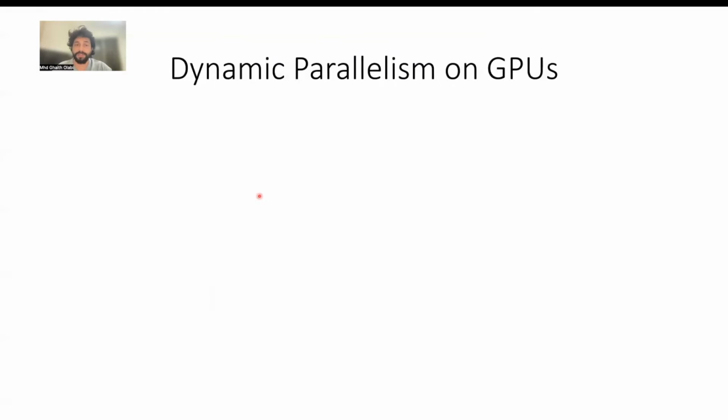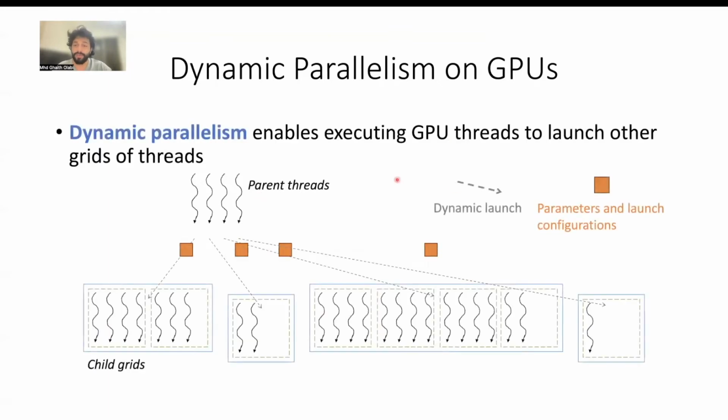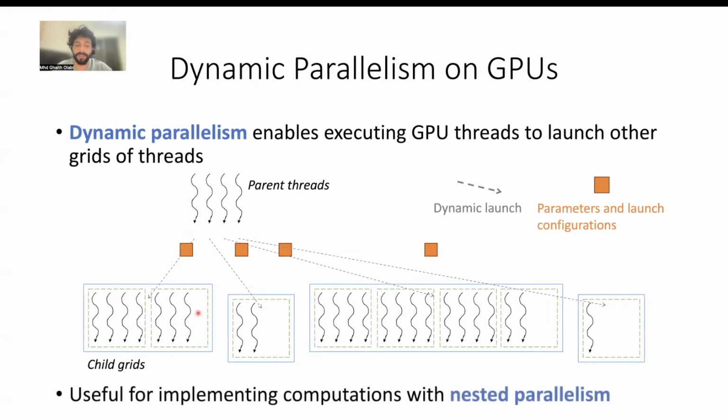Dynamic parallelism is a feature that enables threads executing on the GPU to launch other grids of threads. This is useful for implementing computations with nested parallelism.